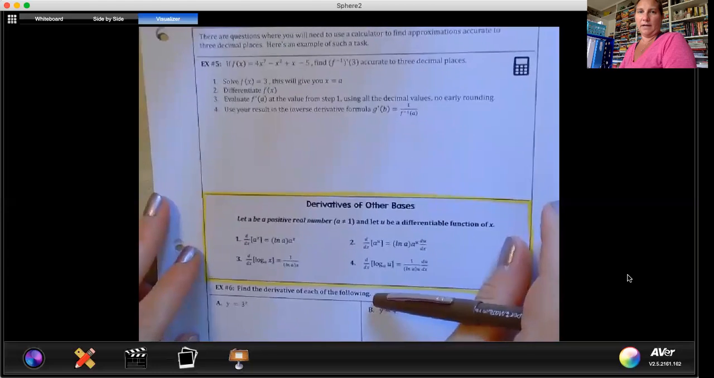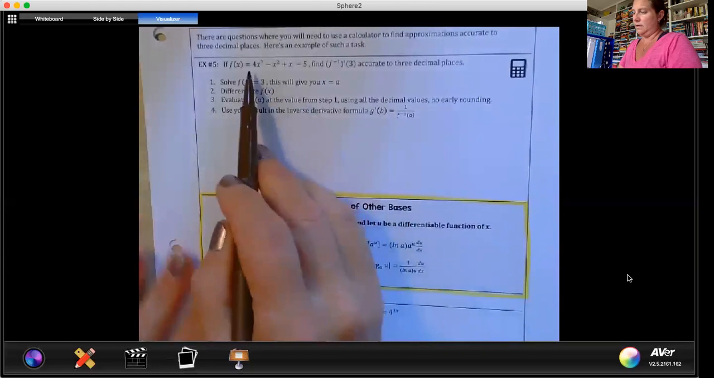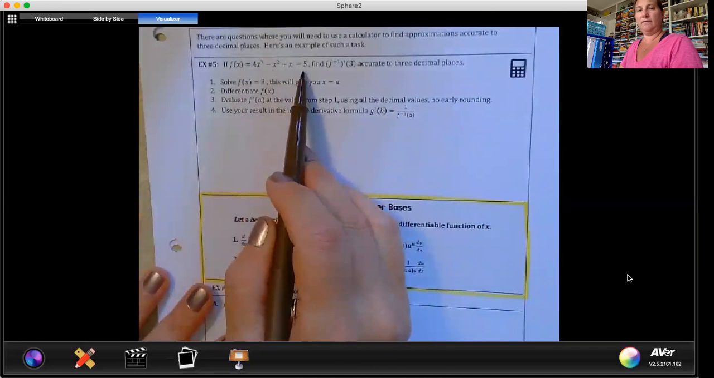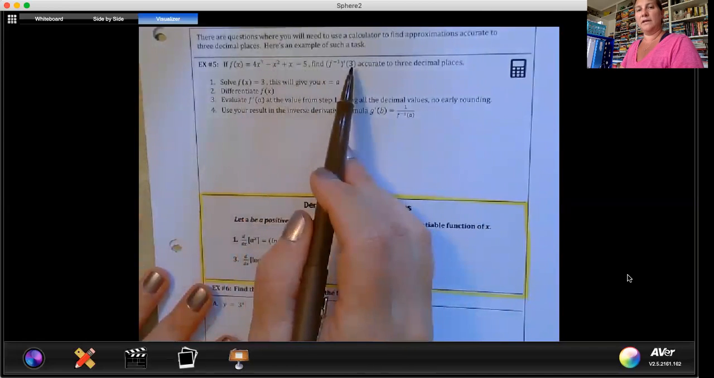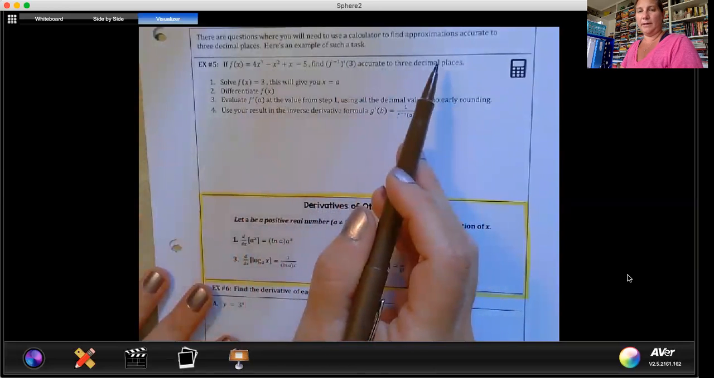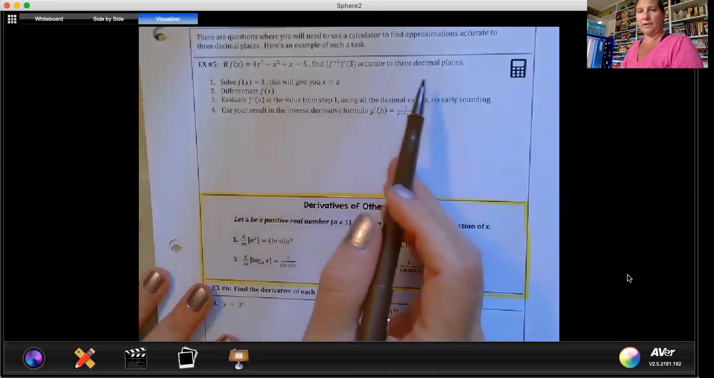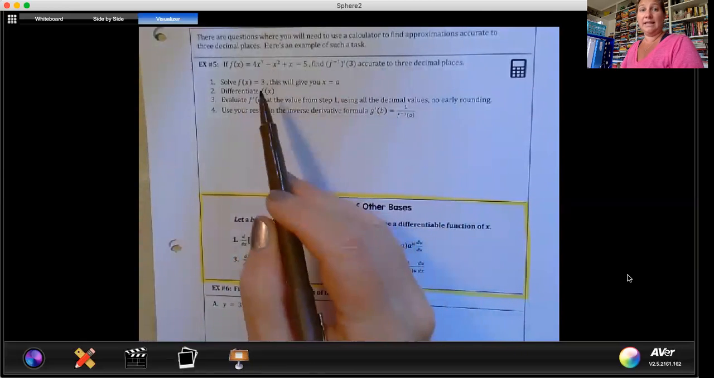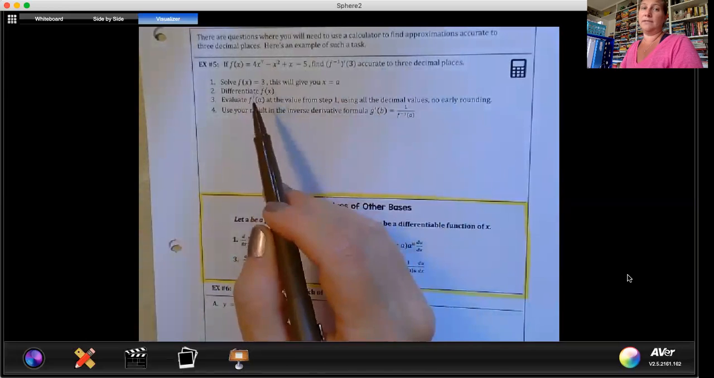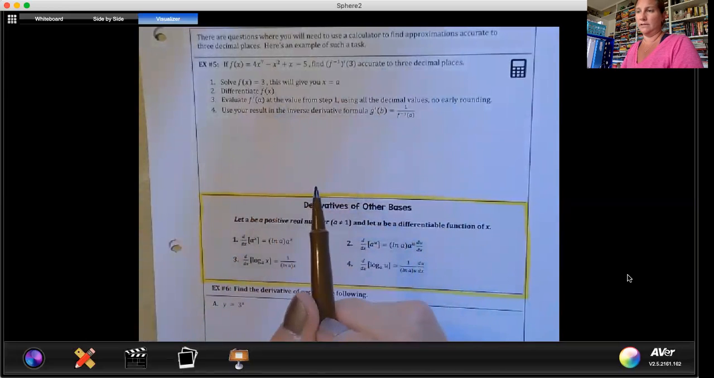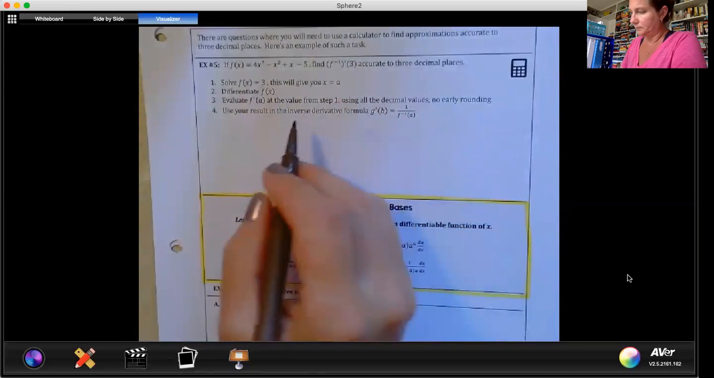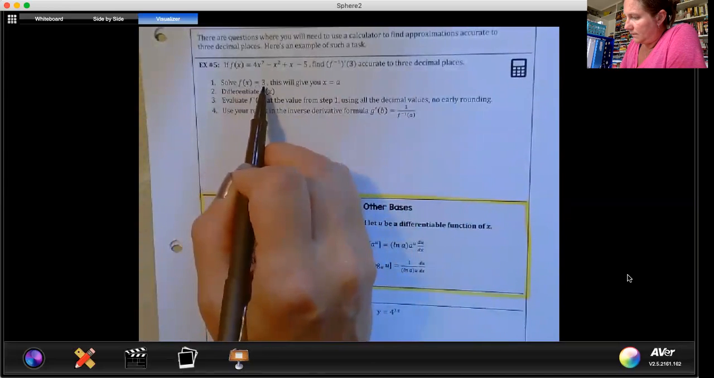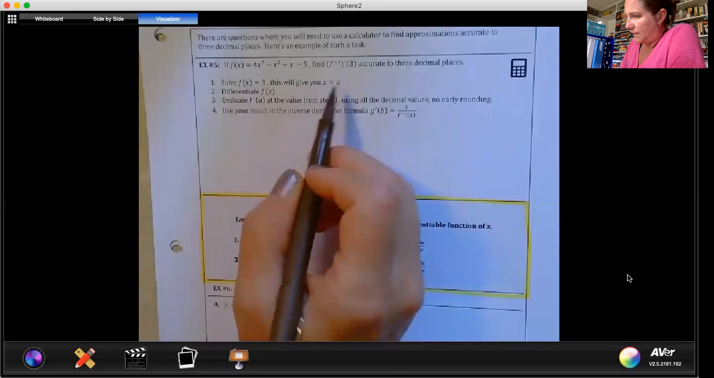Example 5, also need a calculator. If f of x is 4x to the 7th minus x squared plus x minus 5, find the derivative of the inverse at 3, accurate to 3 decimal places. We are only going to go accurate to 3 decimal places once we get to the very end in our answer. This problem very nicely gives you the steps and tells you exactly what you need to do. All right, so solve f of x equal to 3. This will give you x equals a.